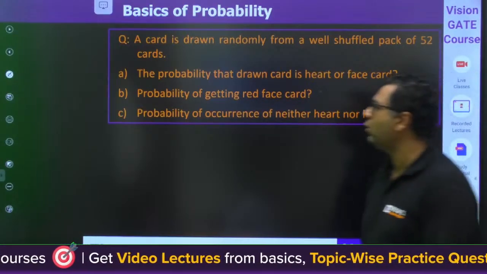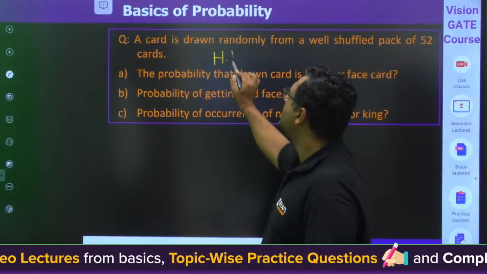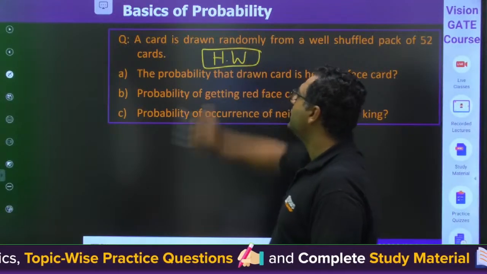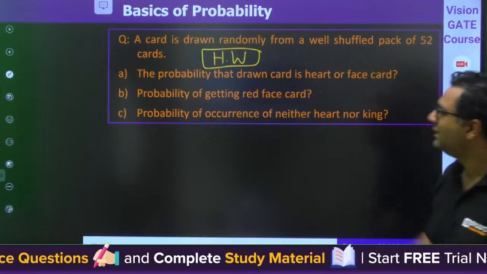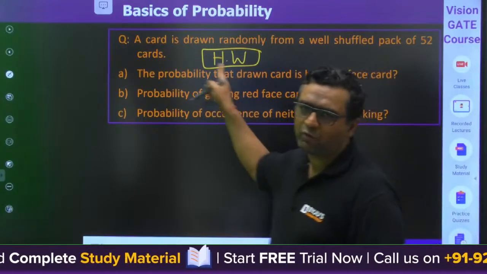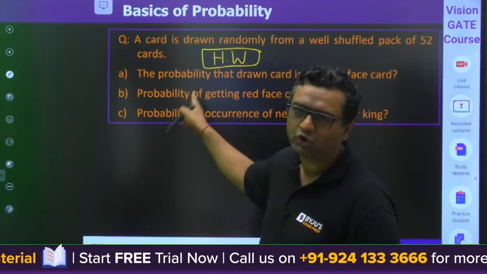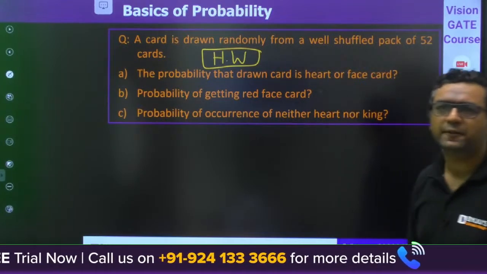Moving to the next question. Okay, this is for homework. So you can do it as homework. This is already available in the notes provided by me, which are handwritten notes of probability. This is there.